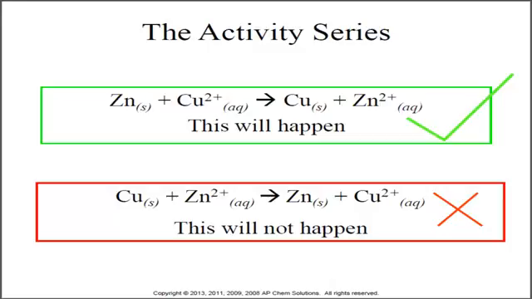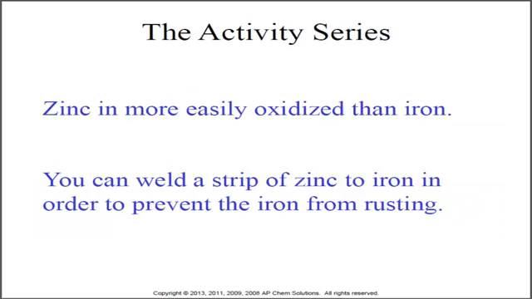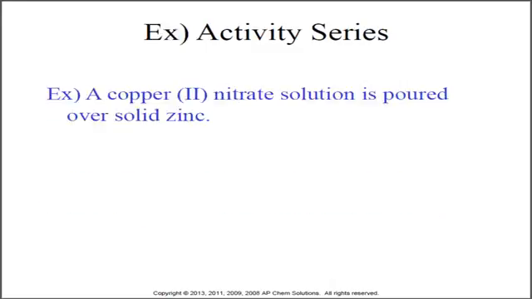Like the oxidation of iron is a redox reaction. Cars don't unrust, they just keep rusting. So zinc is more easily oxidized than iron. You can weld a strip of zinc to iron to prevent the iron from rusting. Like when you have galvanized nails, they've been coated in zinc so that they won't rust when you use them in construction.